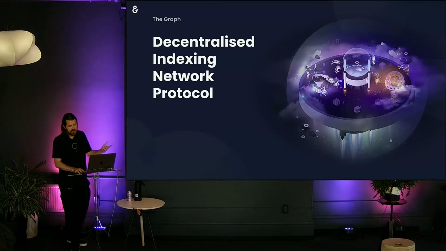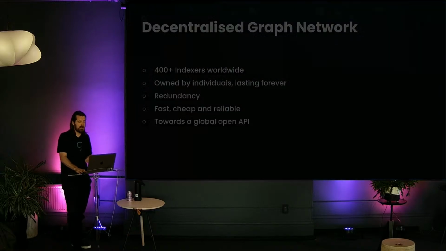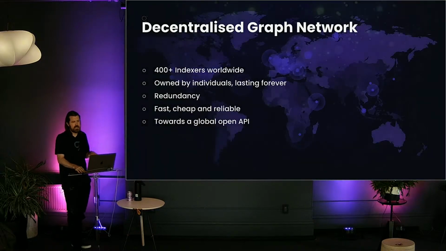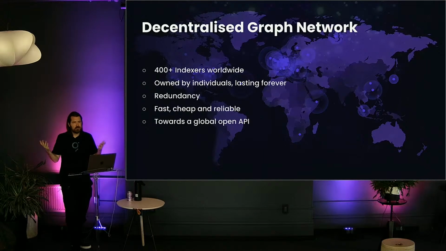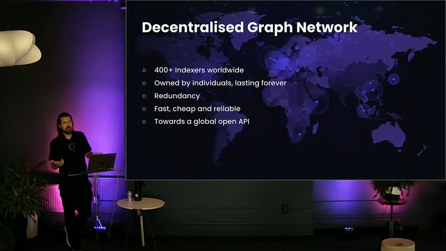So again, the graph is a decentralized index protocol. I think everyone here probably knows that. But what does that really mean? Well, that means that there is a group of indexers or a collection of indexers in the community that are all indexing data and organizing the subgraph information. This data is not owned by the protocol. It's not owned by any company per se. It's owned by the network, right? So these are all owned by individuals.